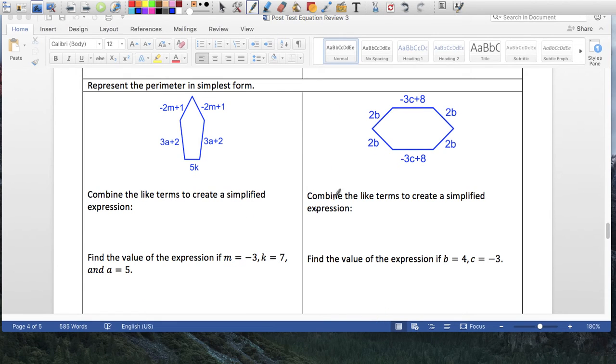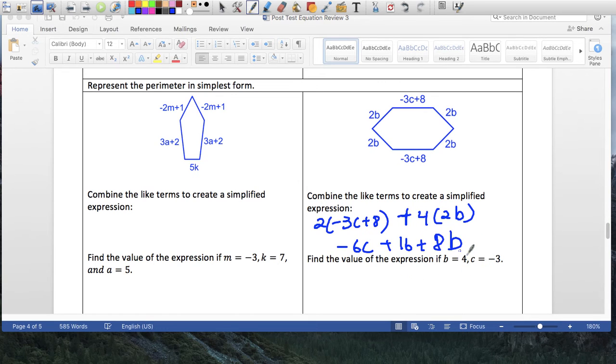This one is likewise the same thing. So I get 2 times negative 3c plus 8 plus 4 times 2 because there's 4 of those sides. Apply the distributive property. 2 times negative 3c is negative 6c plus 2 times 8, which is 16, and then 4 times 2, they're both positive, so it just gives me 8b. There's absolutely nothing to simplify, to combine, because everybody is different.